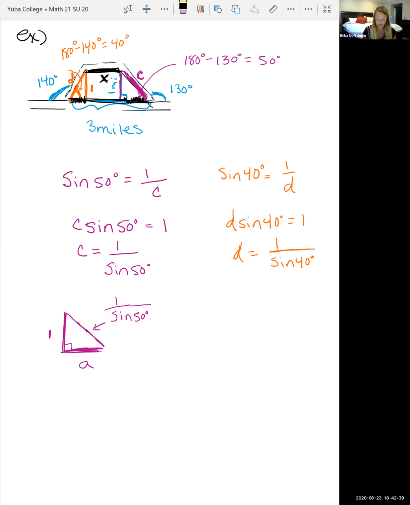So by Pythagorean theorem, my 1 squared plus A squared is equal to this 1 over sine of 50 squared. Or I can say that A squared is equal to the hypotenuse, 1 over sine of 50, that quantity squared, minus 1 squared. Talking about distance, so it would be the square root, and I'm not going to look at the negative. 1 over sine of 50 degrees, 1 squared is 1, minus 1 underneath the radical.